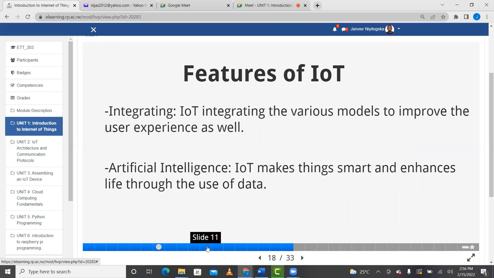We can have integration where we integrate different models to improve the user experience. We can use artificial intelligence, which can make things smarter by allowing them to analyze the data from the sensors and come up with crucial insight or information, which is going to help business owners or the end users to take smart decisions, which may help them to increase the efficiency and the performance of the existing system.